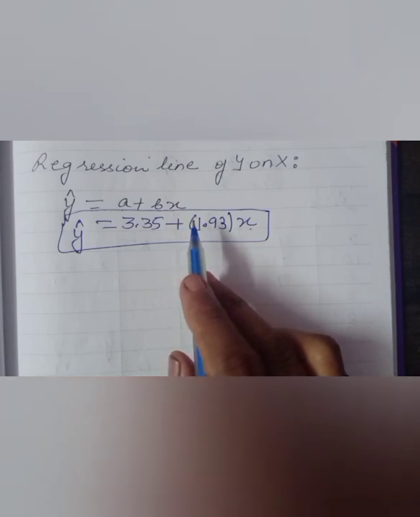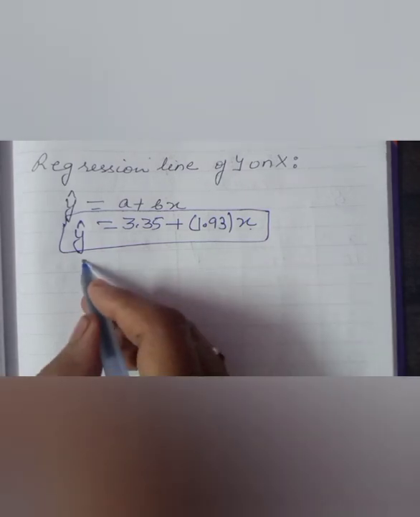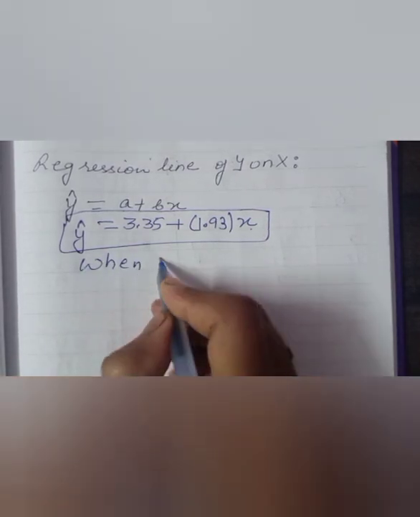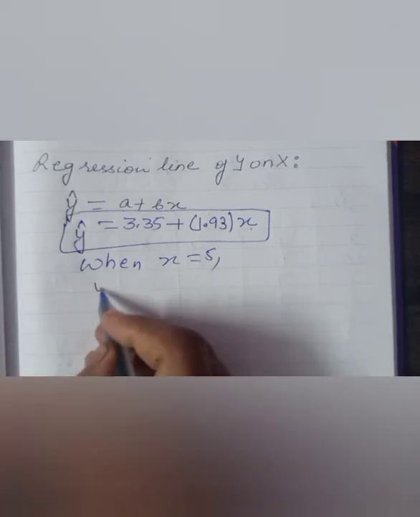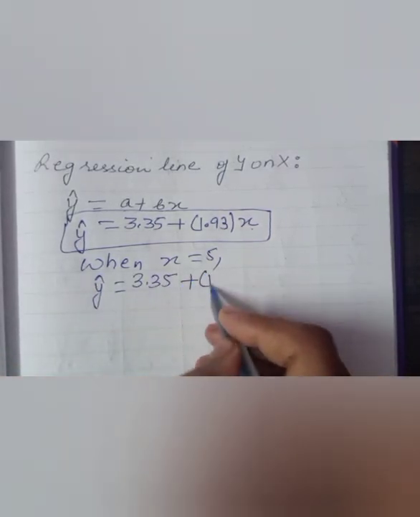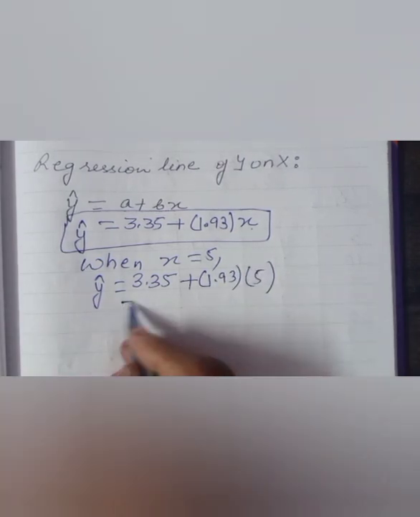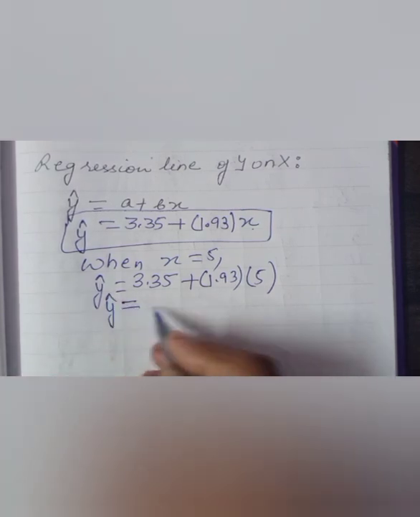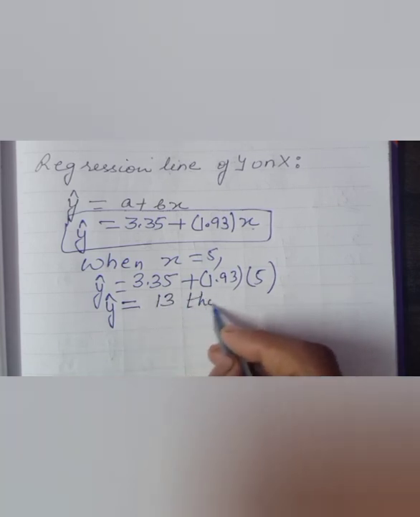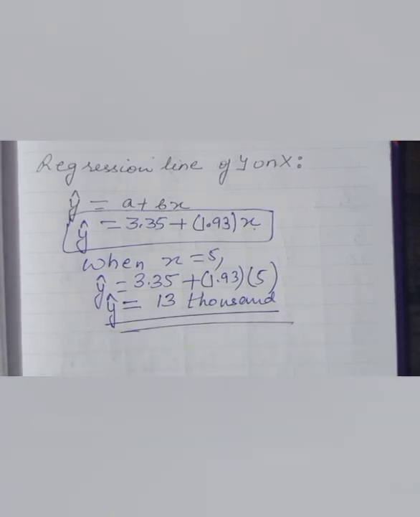Now here what they have given, that x is 5. So when x is equal to 5, what will be y? Y will be 3.35 plus 1.93 into the value of x, which is 5. Now let us solve it out. This value of y we will be getting as 13. And this value was in thousands, so this is 13,000. This is the final answer.